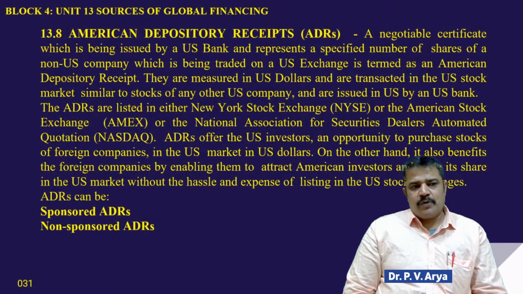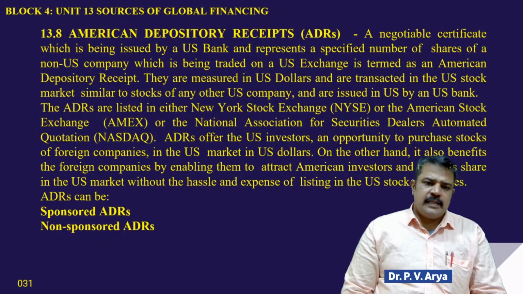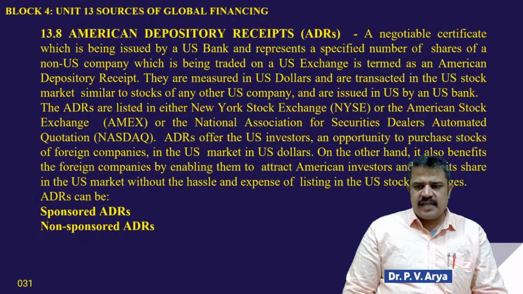Then another important aspect is American Depository Receipt, that is ADRs. It is a negotiable certificate which is issued by a US bank and represents a specific number of shares of a non-US company which is traded on a US exchange, and is termed as American Depository Receipts. They are measured in US dollars and are transacted in the US stock market, similar to stocks of any other US company, and are issued in the US by a US bank. ADRs are listed in either New York NYSE or AMEX or NASDAQ.